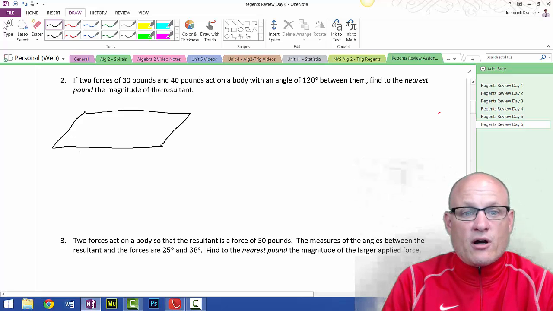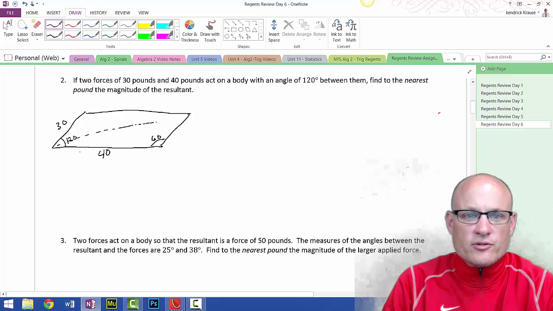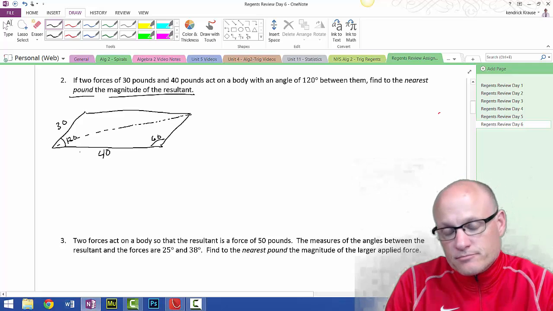So two forces of 30 pounds and 40 pounds. Always make one side longer. They act on a body with an angle of 120 degrees. So I'm going to make this 120, which makes this 60. And I'm sure the resultant's coming in. Find, to the nearest pound, the magnitude of the resultant.